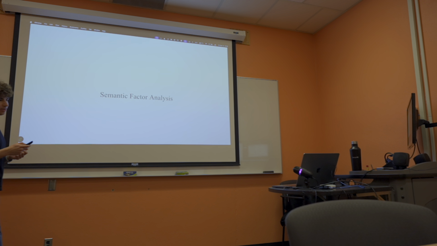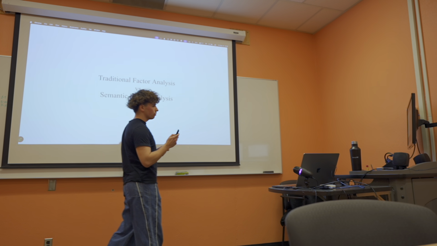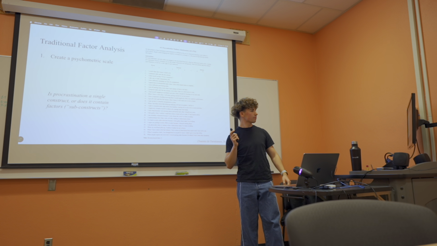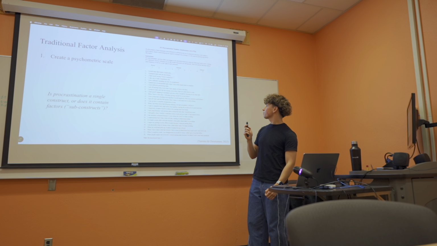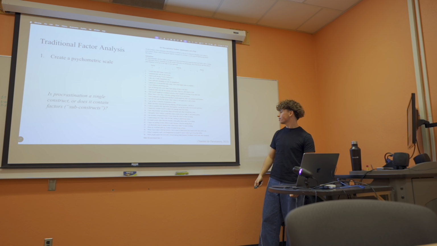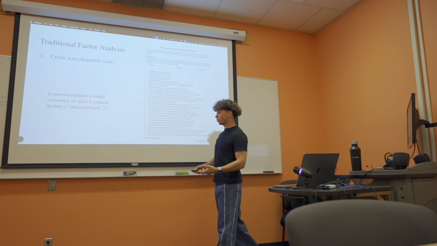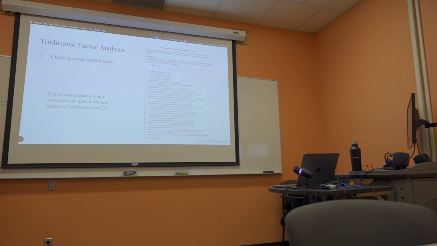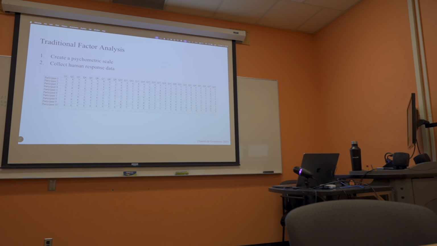And now to explain semantic factor analysis, I'm going to compare it to traditional factor analysis. So in traditional factor analysis, if you're not familiar, you create a scale. In this case, it's a scale from Westbury's class last year on procrastination. So it's a list of items that helps to measure procrastination. And the question you ask with factor analysis is, is this construct one-dimensional, so it's just procrastination, or does it have subcomponents?